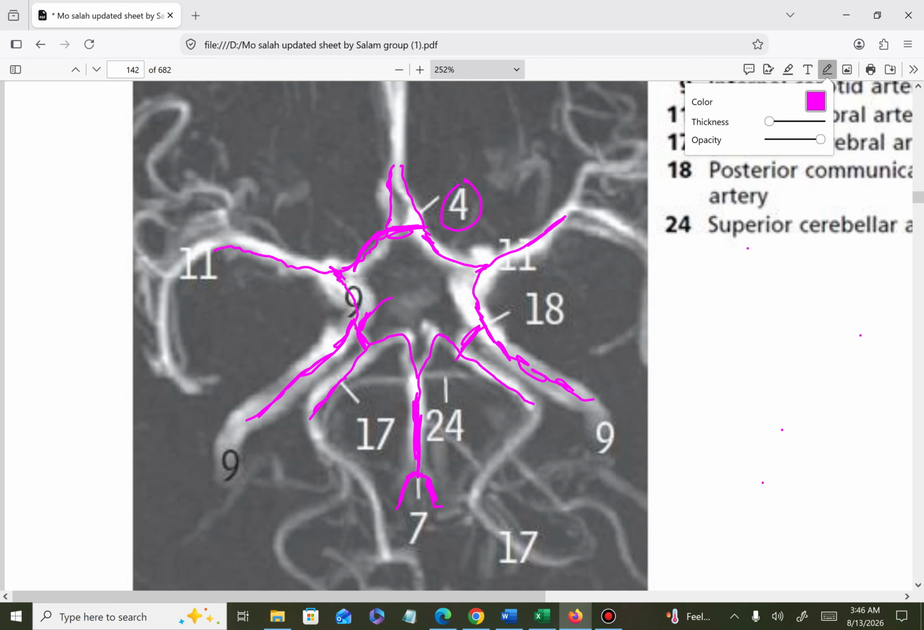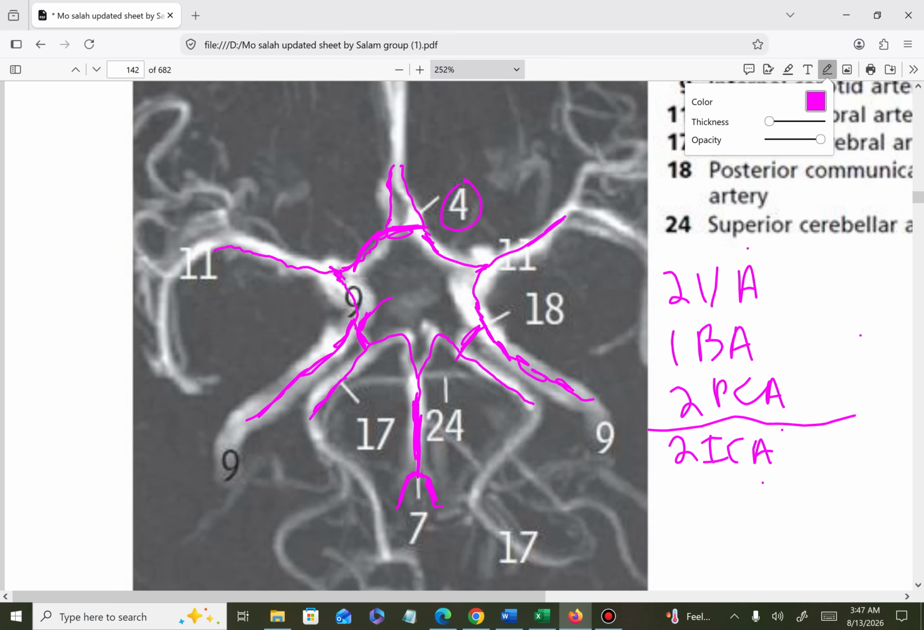So the circle of Willis has two vertebral arteries and one basilar artery. The basilar artery terminates into two posterior cerebral arteries. Okay, then the circle of Willis has the anterior circulation, which contains two internal carotid arteries. The internal carotid artery divides into the middle cerebral artery and the anterior cerebral artery, one on each side.